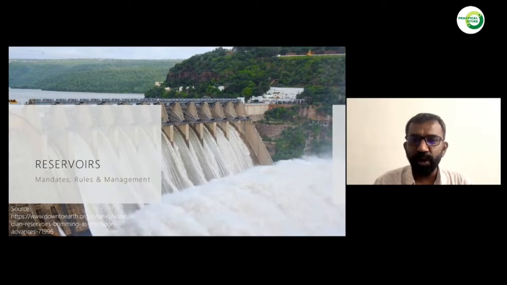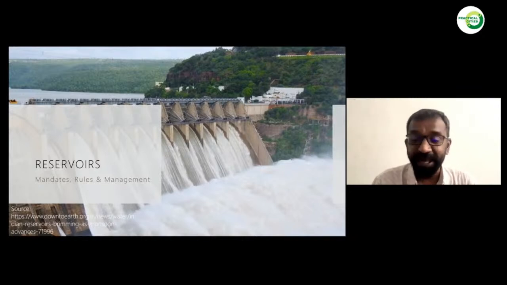Most of the reservoirs were part of multipurpose dam projects. The main purpose, if you look at the rules and regulations, was to cater to irrigation. The secondary purpose of the dam was to generate power, and the third was to cater to industries. Catering to urban areas was never a mandate of any of these dams built in India.